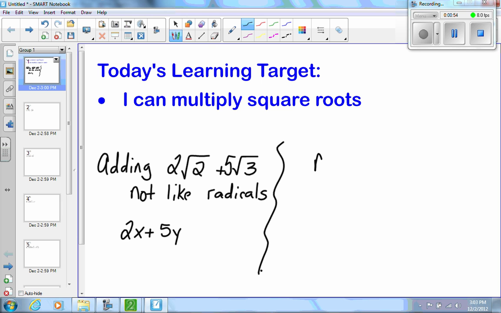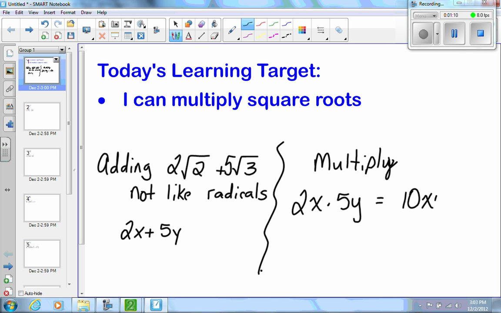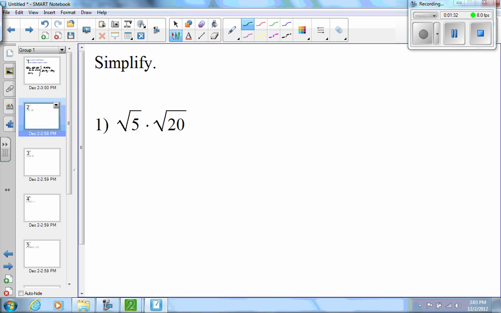However, when you multiply with variables and polynomials, suppose we had 2x times 5y. Well, we could say that was equal to 2 times 5 is 10, 10xy. When you multiply, they don't have to be like radicals. And we're going to find that when we multiply square roots, they also do not have to be like radicals, just like they don't have to be like variables when you multiply polynomials. So let me show you an example.